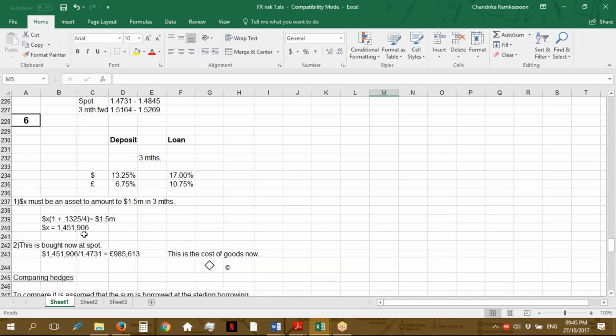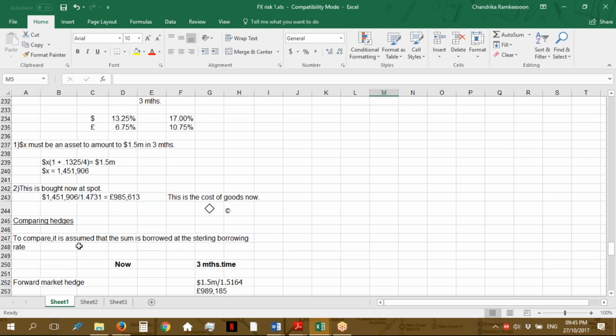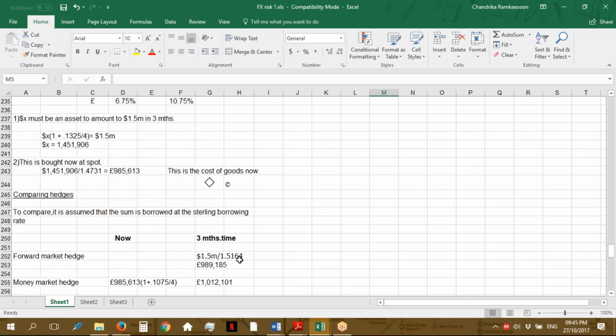In order to make the deposit, we need to buy it. We use the spot cost today. We buy, bank will sell, and it's 985,613. That is our sterling cost. We will compare it with the forward. The forward hedge using the rate given on top. In 3 months time, our forward cost will be 989,185.